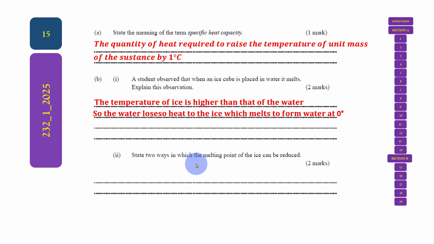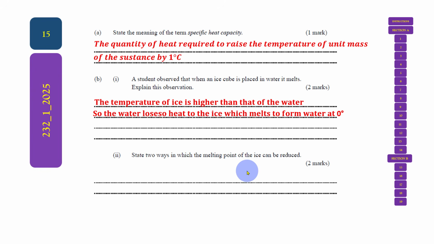State ways in which the melting point of the ice could be reduced. We know that factors which affect the melting point of a substance could be things like impurities. So we would pour a certain amount of impurity, for example, salt, on the ice. It's going to melt at a temperature which is lower than 0 degrees Celsius. It can melt at minus 2 degrees Celsius if we were to pour salt or sand on it, because salt or sand act as impurities, and impurities tend to lower the melting point of a substance.